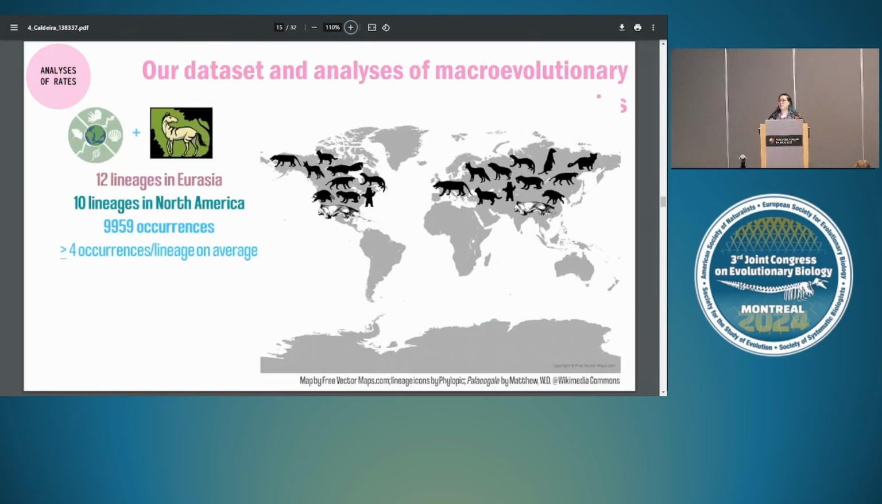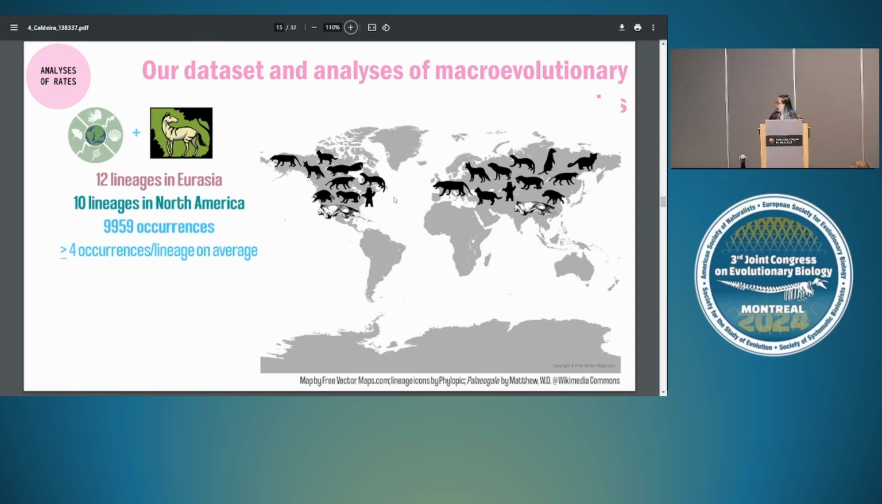In order to assess those two questions, we compiled a database using the Paleobiology Database and NOW, New and Old Worlds, which is a database comprised only of mammals. And after accounting for taxonomic uncertainty, we also excluded families that had less than four occurrences per lineage. And when I say lineage, I'm not saying the entire family. It is one family in one location.